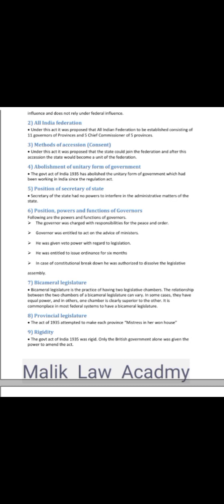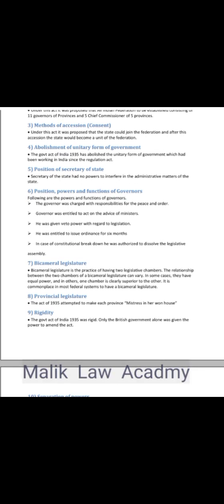Bicameral legislature. Bicameral legislature is the practice of having two legislative chambers. The relationship between the two chambers of a bicameral legislature can vary. In some cases, they have equal power, and in others, one chamber is clearly superior to the other. It is commonplace in most federal systems to have a bicameral legislature. Provincial legislature. The Act of 1935 attempted to make each province mistress in her own house.